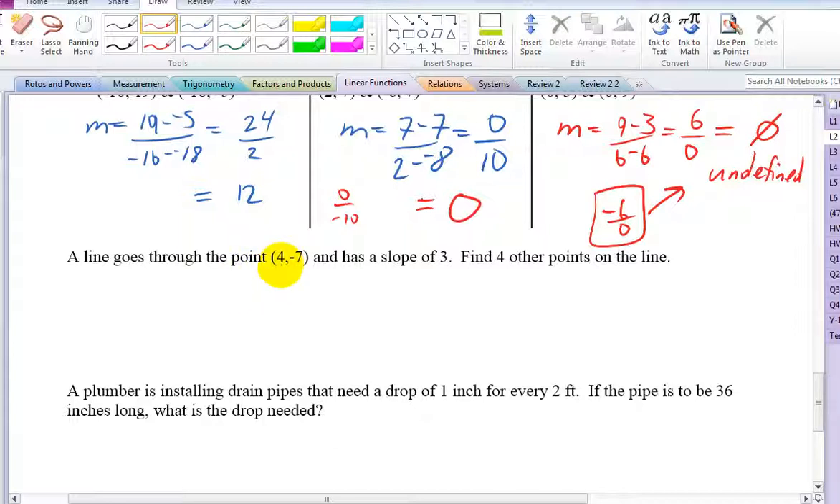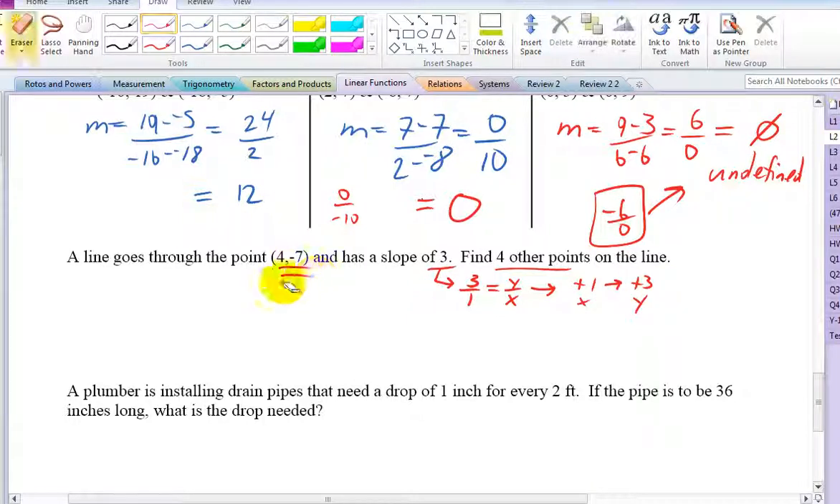Okay, so a line goes through this point and has a slope of 3. Find 4 other points. So what we're going to do is use our point of 4, -7, and the slope to count. So remember your slope equals 3 over 1. This is your y over your x's. So what this means is that for +1 on your x, you have to go +3 for your y. Those are the changes. Each time it changes like that.